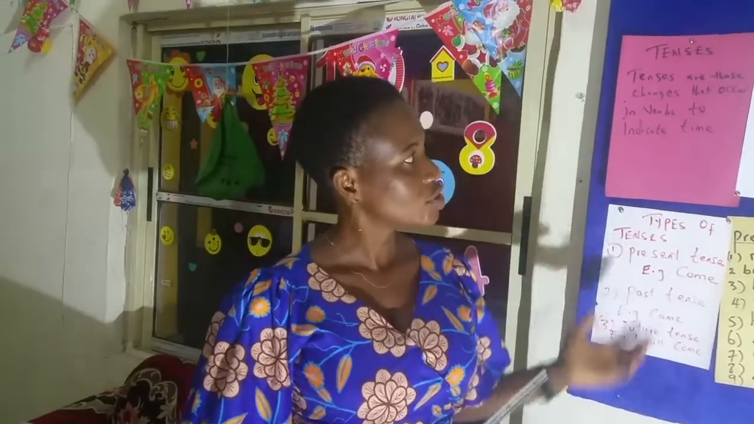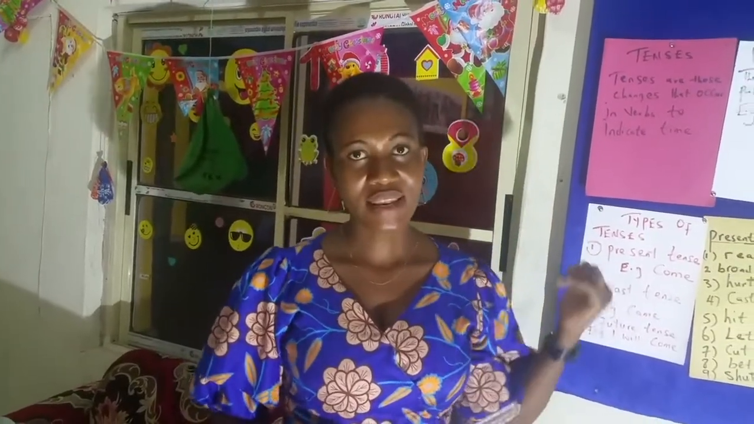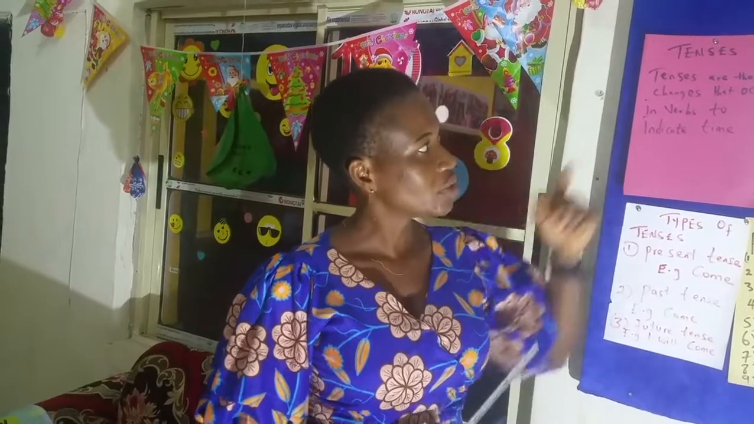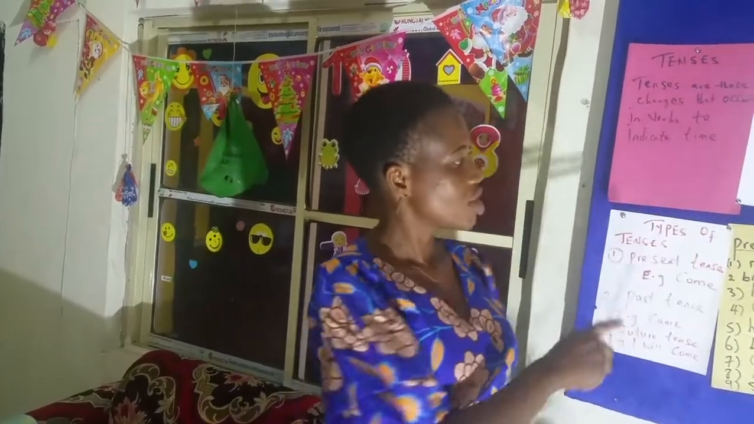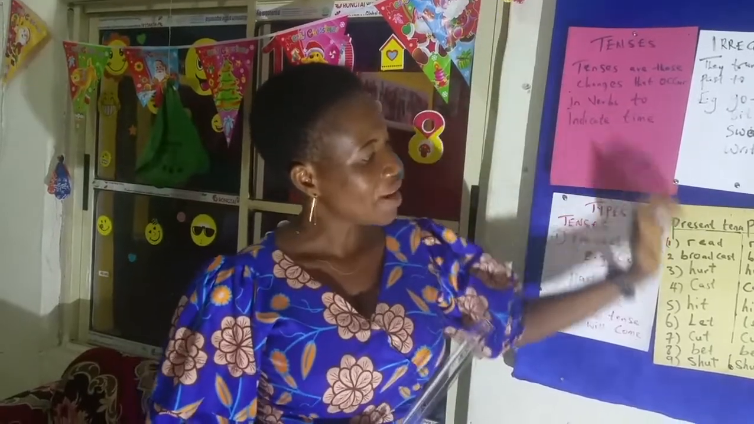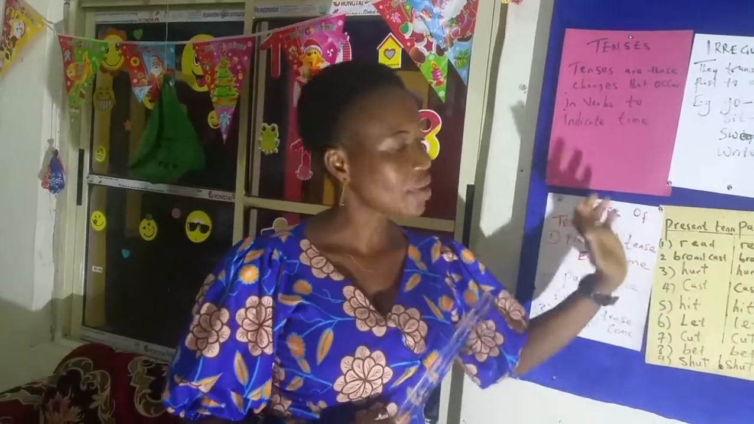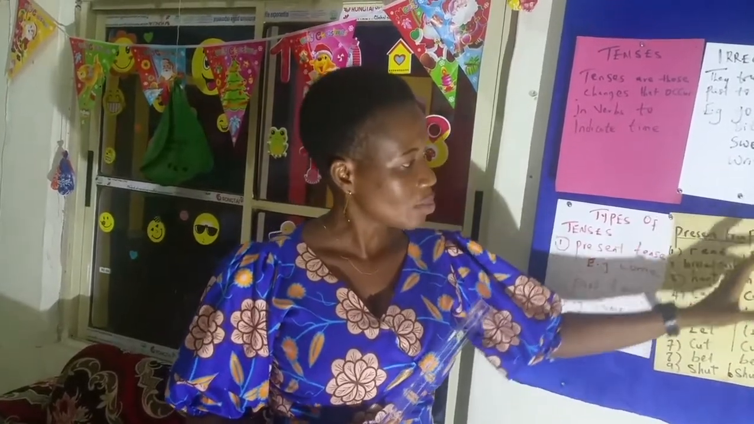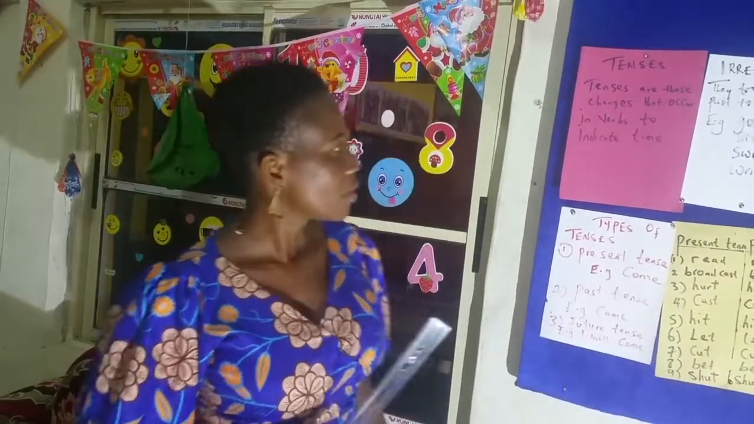Before I introduce the topic, I want to tell you some of our learning objectives on this topic, which is tenses. That is, by the end of this learning, students should be able to define tenses. Students should be able to know the difference between regular and irregular verbs. Students should be able to know the present tense and past tense of some irregular and regular verbs. These are some of our learning objectives.